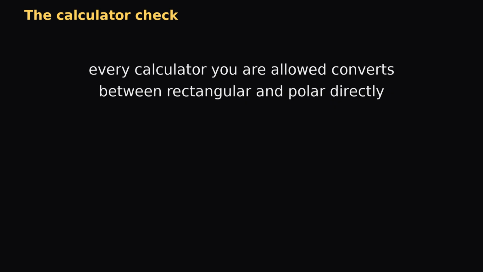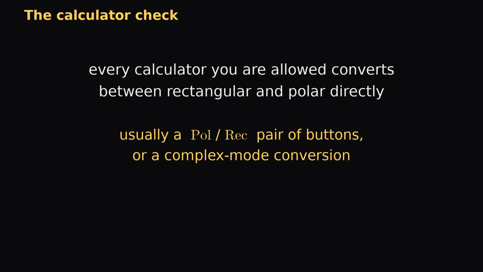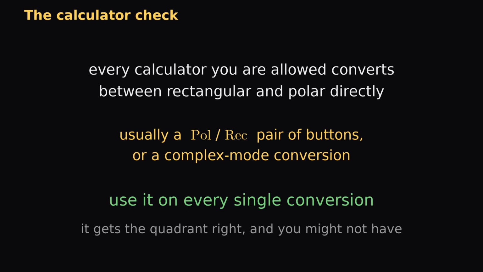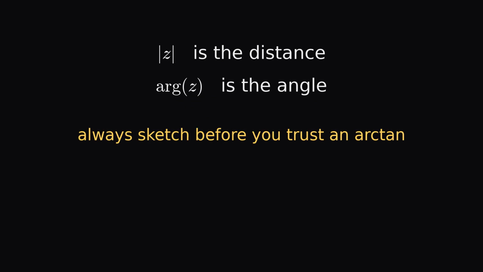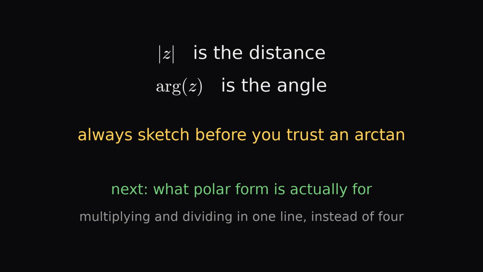Now the calculator check. Every calculator you're allowed converts between rectangular and polar directly. Usually a Pol and Rec pair of buttons, or a complex mode conversion. Use it on every single conversion, because it gets the quadrant right, and you might not have. So, modulus is the distance, argument is the angle, and always sketch before you trust an arctan. Next video is what polar form is actually for. Multiplying and dividing complex numbers in one line instead of 4.